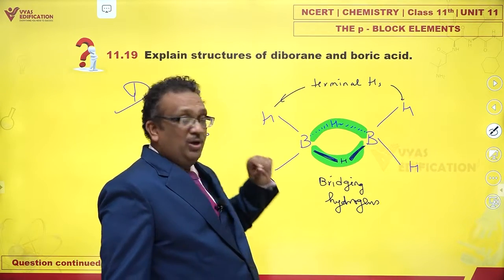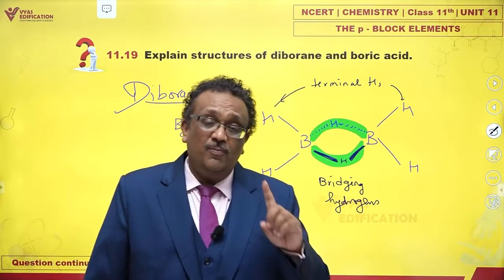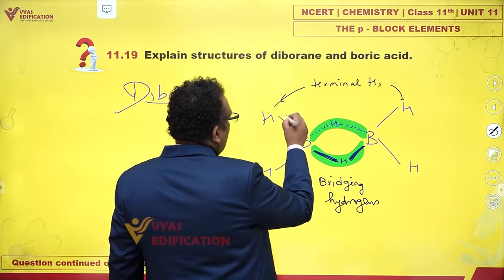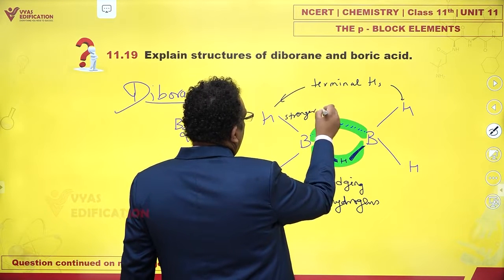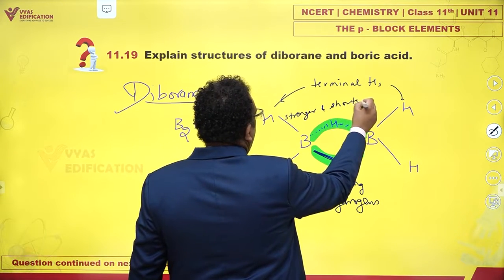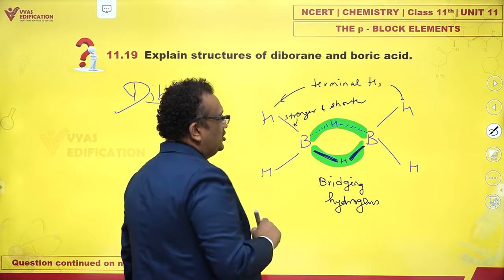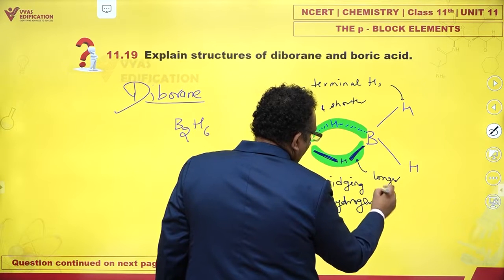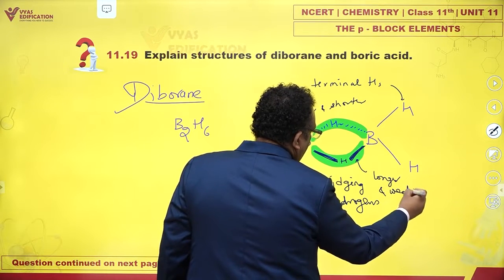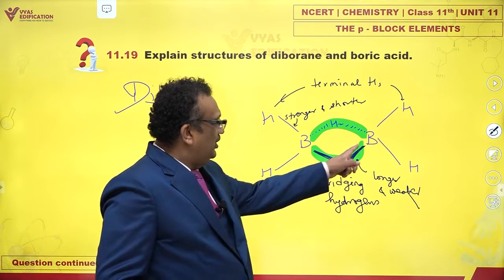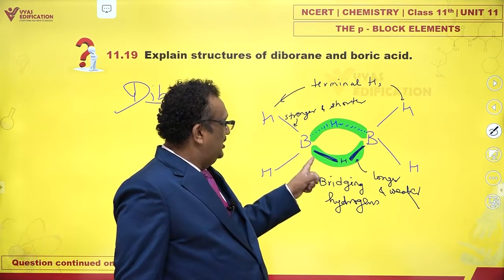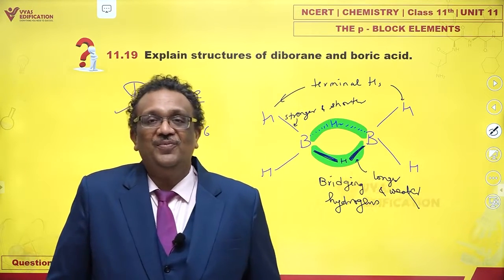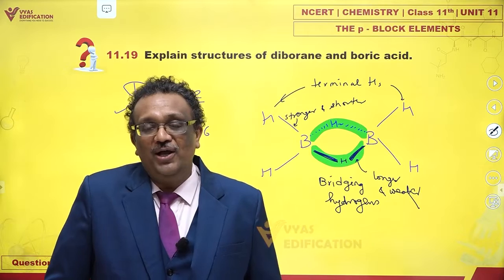2 mutually perpendicular planes, 4 normal BH bonds, and terminal bonds are stronger bonds and shorter. These bonds are stronger and shorter. These are longer and weaker. Why? They are weaker because the bond order is only half. This is a full bond. This is half, half, half, half. That is the way you should count them. This, my dears, is the structure of diborane.